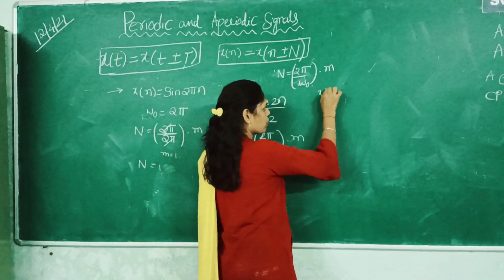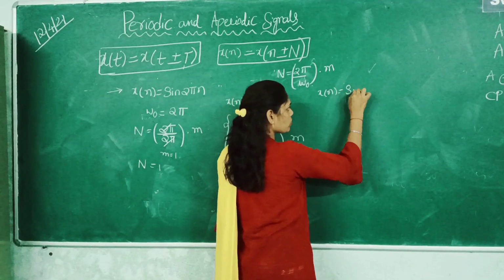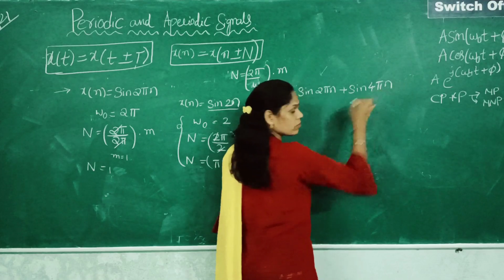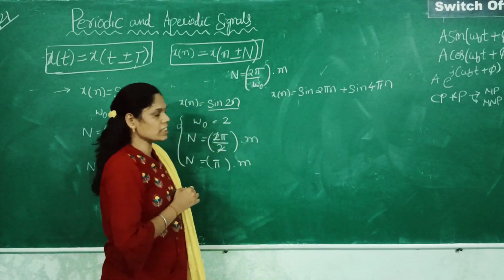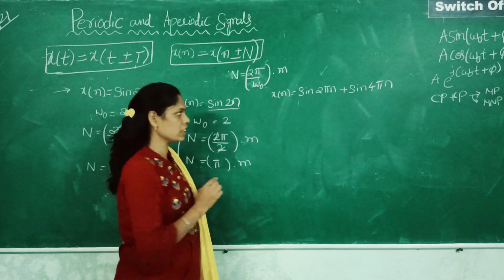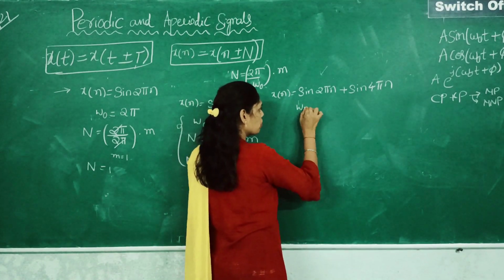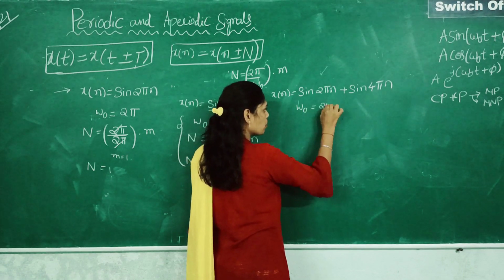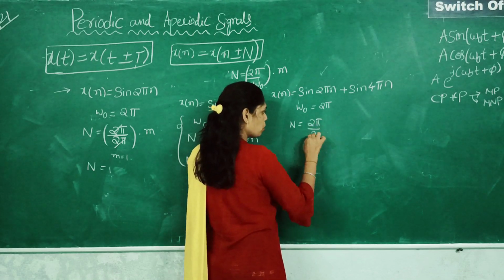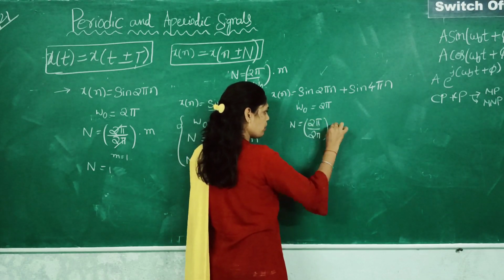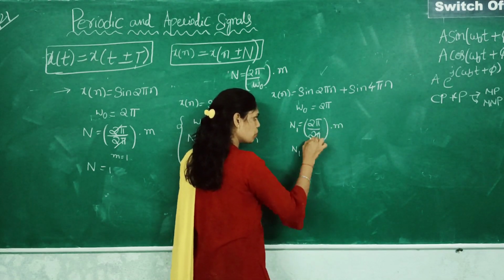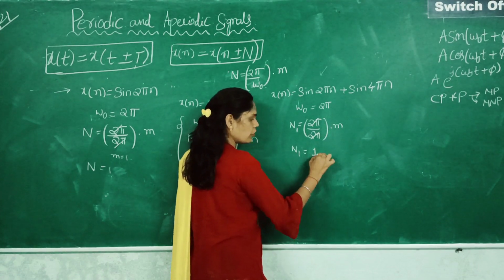Now x of n equal to sine 2 pi n plus sine 4 pi n. I want to calculate the sum of two discrete time periodic signals, and check whether it is periodic or aperiodic. For example, what is omega naught here? You will get 2 pi. N equal to 2 pi by omega naught, that is 2 pi by 2 pi, multiplied with m. Let us consider m as 1. N1 equal to, if m is 1, 2 pi will cancel, and we are getting the value 1.